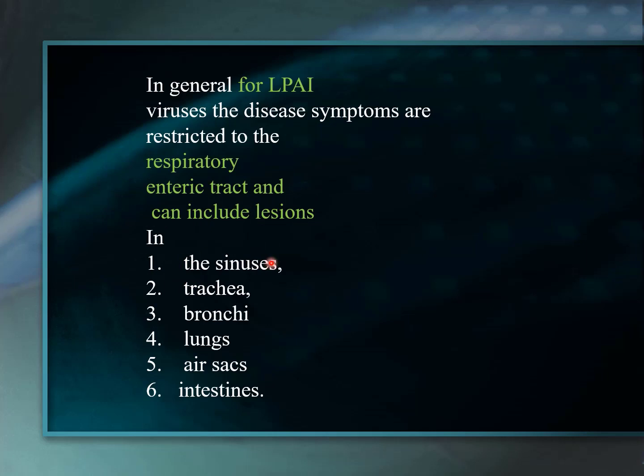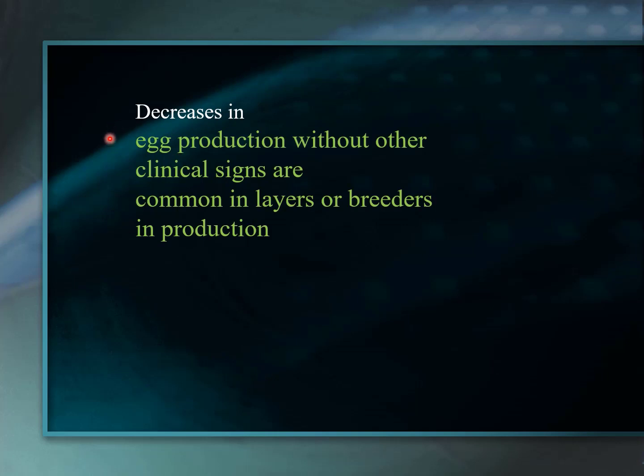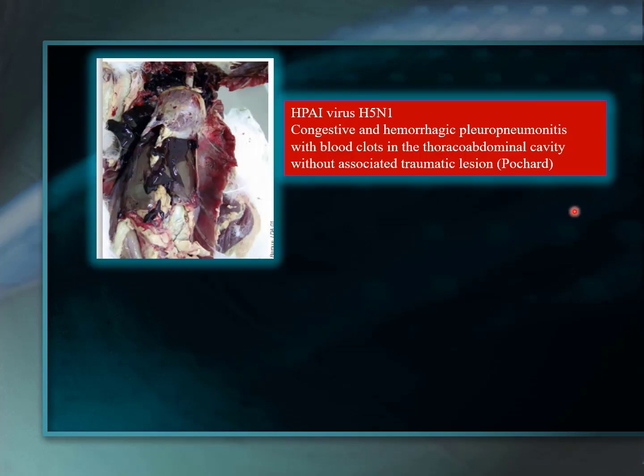lesions in the sinuses, trachea, bronchi, lungs, air sacs, and intestine. A decrease in egg production without other clinical signs is common in layer or breeder infections.